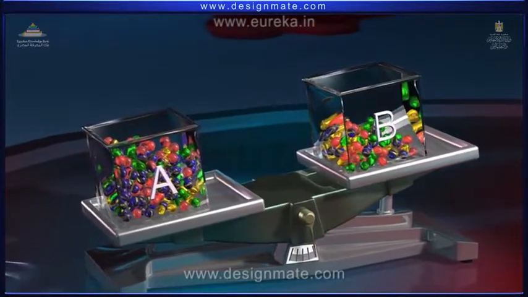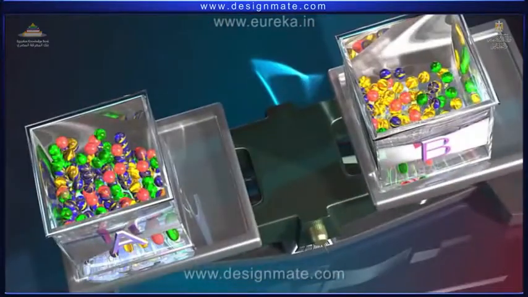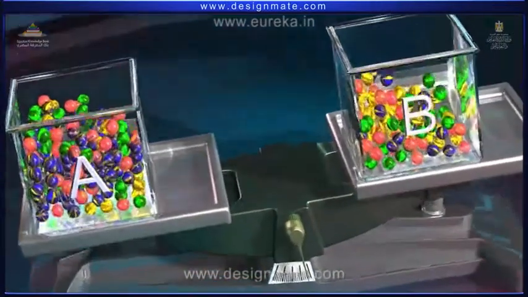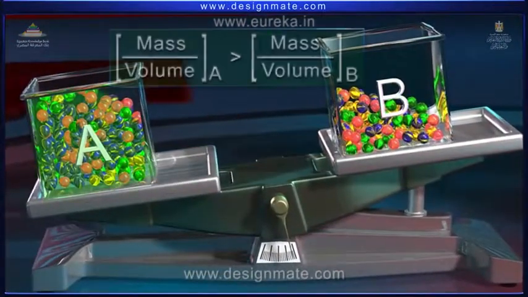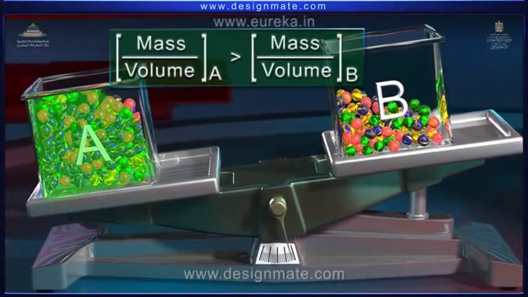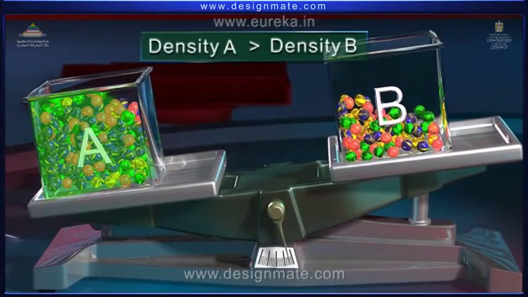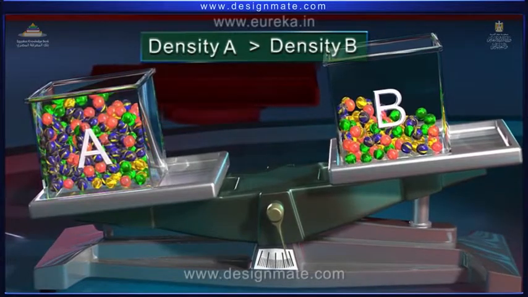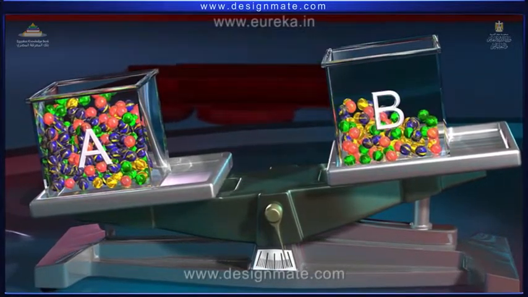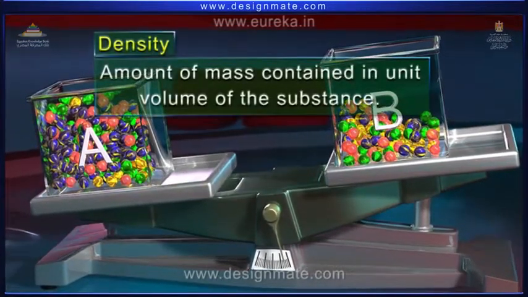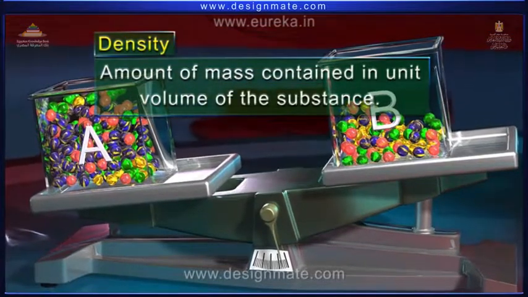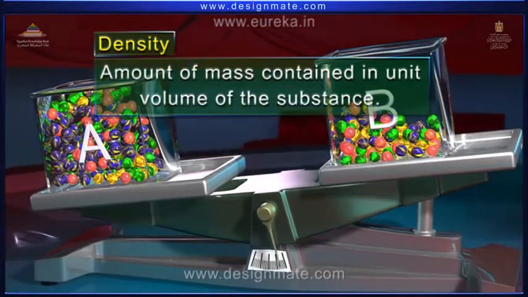Hence, we can say that the boxes have unit volume, but still differ in their masses. Or the mass per unit volume of box A is more than that of box B. In other words, density of box A is more than that of box B. Hence, the density of a substance is defined as the amount of mass contained in unit volume of a substance.